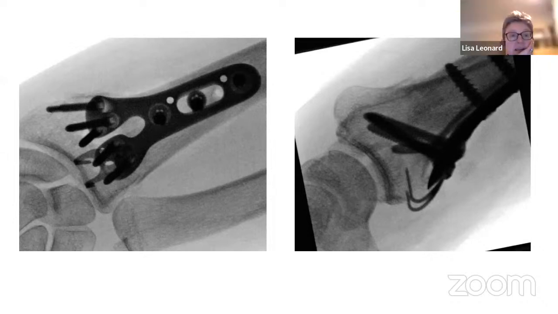I mean, I agree. I think it's really important. And I think the DRUJ is really important as well. I think it's often overlooked. And that's why I make strenuous efforts to get the DRUJ. I really move the x-ray around to make sure I see the DRUJ at the end and I'm convinced the plate's not over it and I've got that congruently reduced.